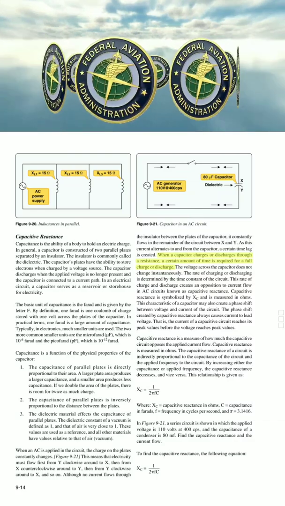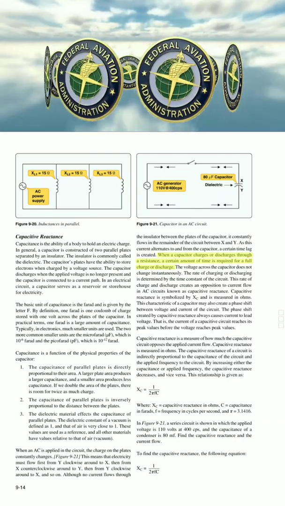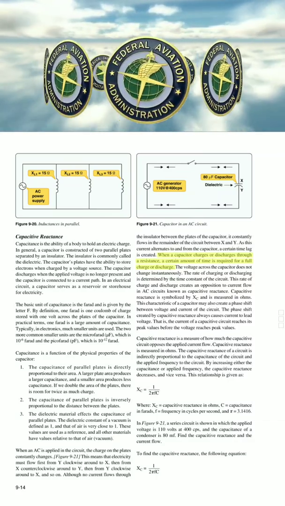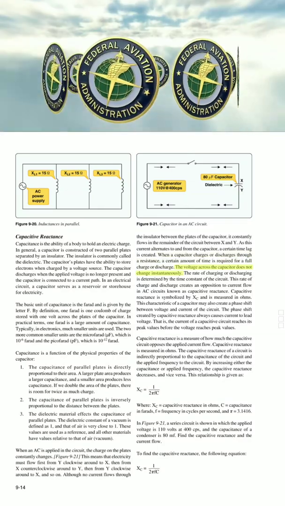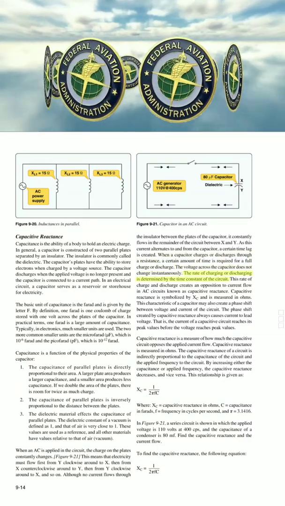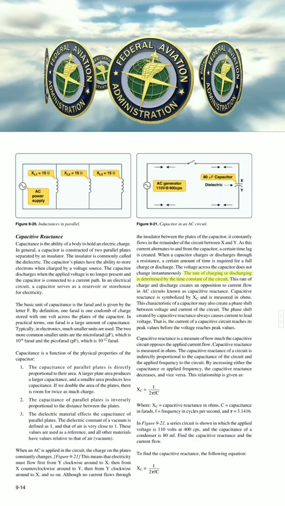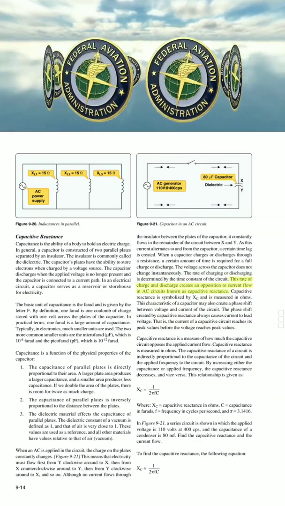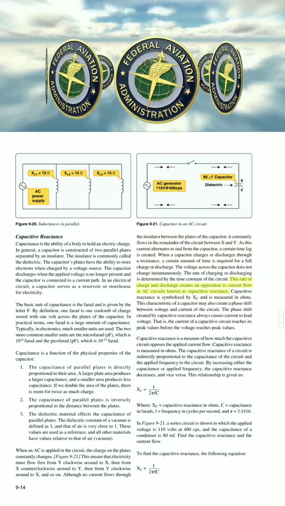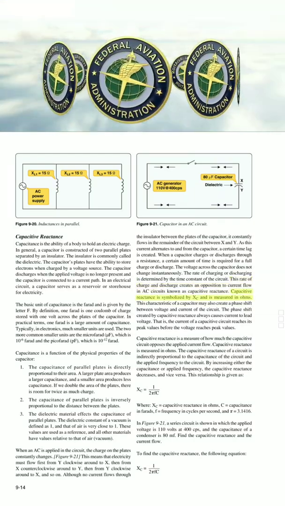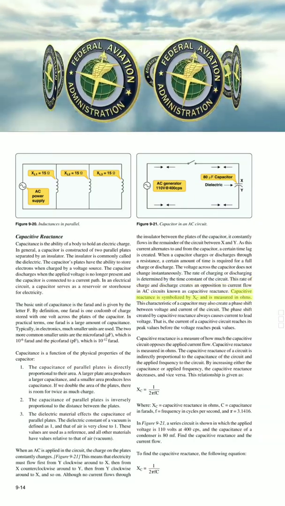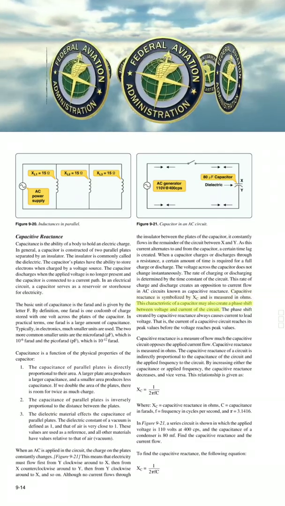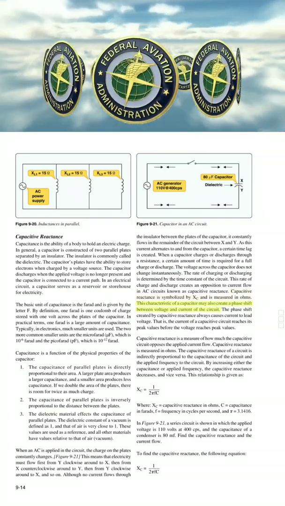When the capacitor charges or discharges through a resistance, a certain amount of time is required for a full charge or discharge. The voltage across the capacitor does not change instantaneously. The rate of charging or discharging is determined by the time constant of the circuit. This rate of charge and discharge creates an opposition to current flow in AC circuits known as capacitive reactance. Capacitive reactance is symbolized by Xc and is measured in ohms. This characteristic of a capacitor may also create a phase shift between voltage and current of the circuit.